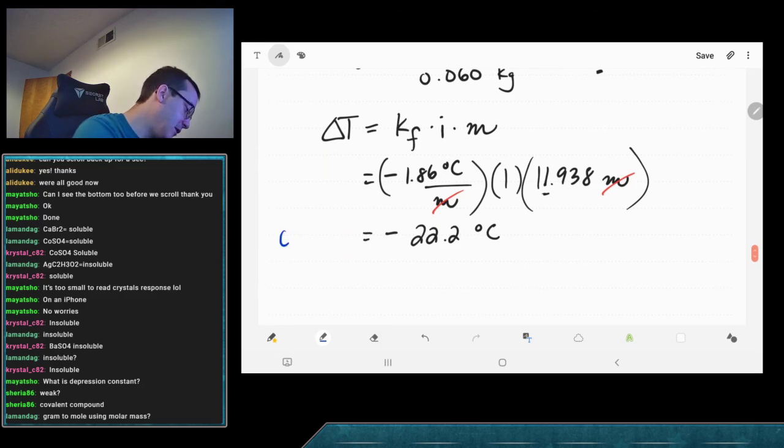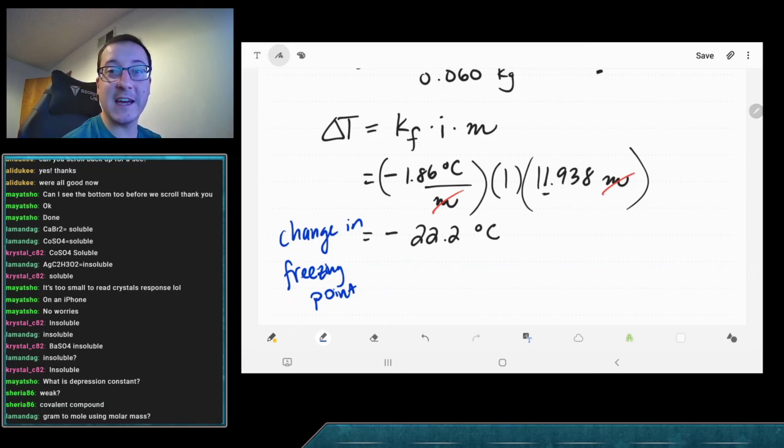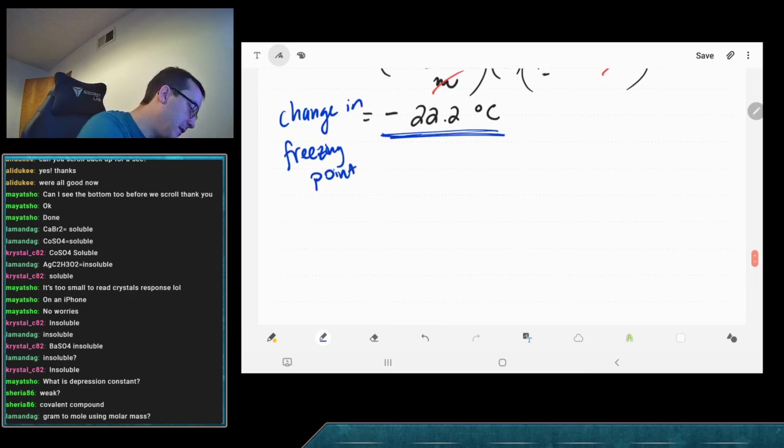So this is going to tell us the change in freezing point. That's delta T. Remember, delta means change in. In this case, we're looking at the freezing point. We're seeing how it is being depressed, how it is going down. And so our new freezing point for this solution is going to be this guy right here. So remember, delta T always is T final minus T initial.